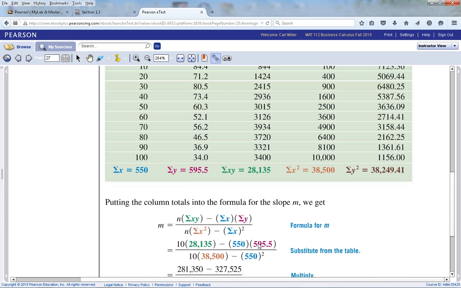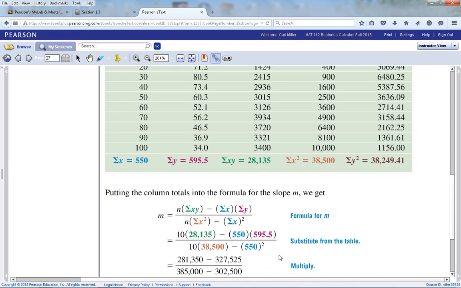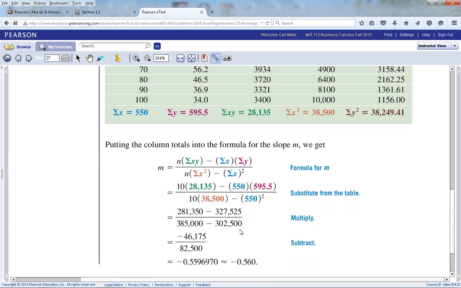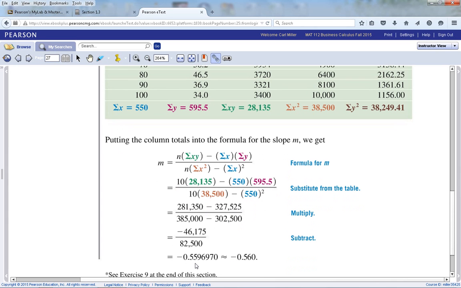In the denominator, again, the sum of the x's is blue, so that's 550, and we've got that squared term. And then we've got n, which was 10, remember. There were 10 different years. And then times the sum of the x squared terms, and that was that brown or orange color, 38,500. So then you multiply everything out, square things, do all your subtraction, and you end up getting a value of negative 0.5596 and so on. So we'll round that off to about 3 digits and just say that the slope is about negative 0.560.